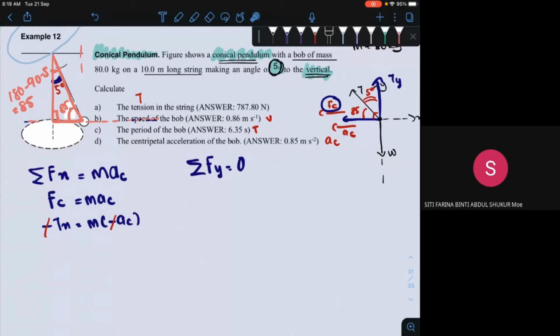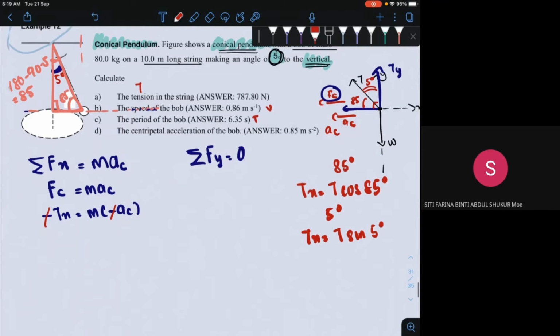So sekarang, siapa yang nak guna 85 untuk Tx, dia akan jadi T cos 85. Siapa yang guna 5 degree, dia akan jadi T sin 5. Okay, don't get confused ya, dua-dua betul, tak salah. Tx kamu kalau nak guna angle 85 dia akan jadi T cos 85. Tapi kalau nak guna 5 degree, Tx kamu akan jadi T sin 5 dekat sini. Benda yang sama depends on which angle you choose. Saya nak pilih 5 dekat sini. Okay, I'm choosing 5. Kamu akan dapat jawapan yang sama, you don't have to worry pun.